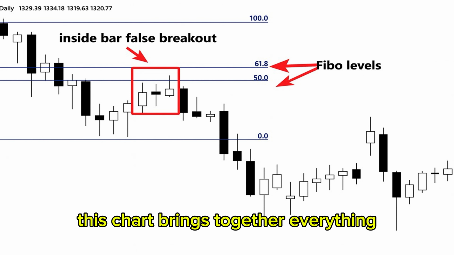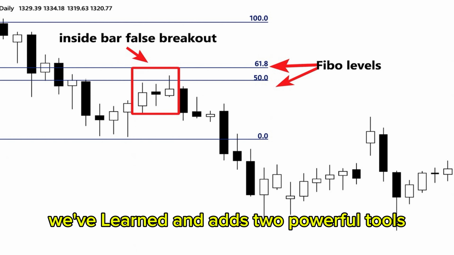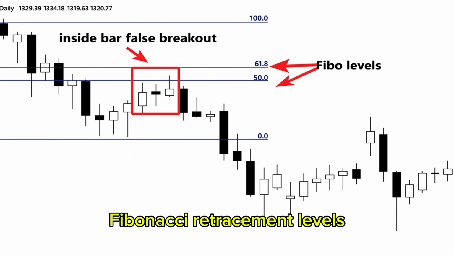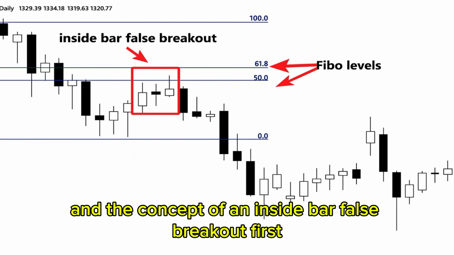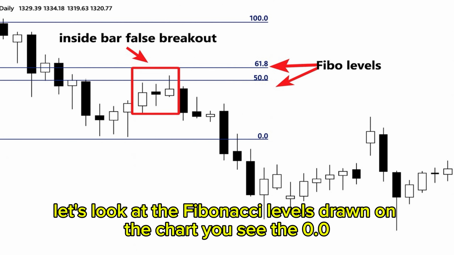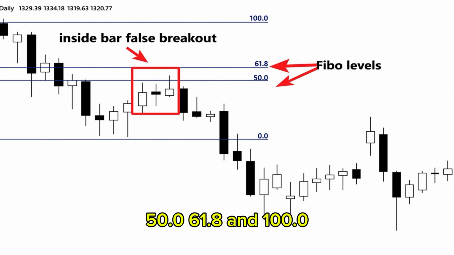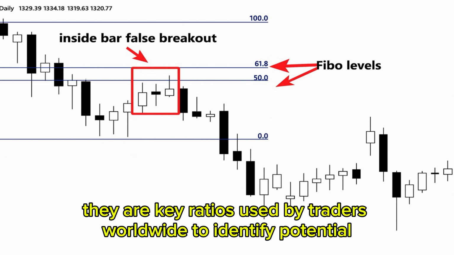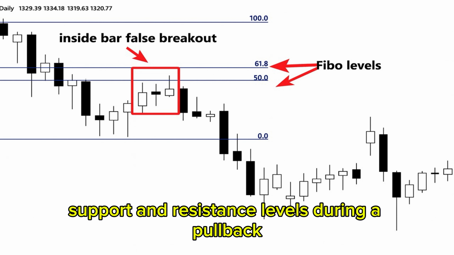This chart brings together everything we've learned and adds two powerful tools, Fibonacci retracement levels and the concept of an inside bar false breakout. First, let's look at the Fibonacci levels drawn on the chart. You see the 0.0, 50.0, 61.8, and 100.0. These are not random numbers. They are key ratios used by traders worldwide to identify potential support and resistance levels during a pullback.